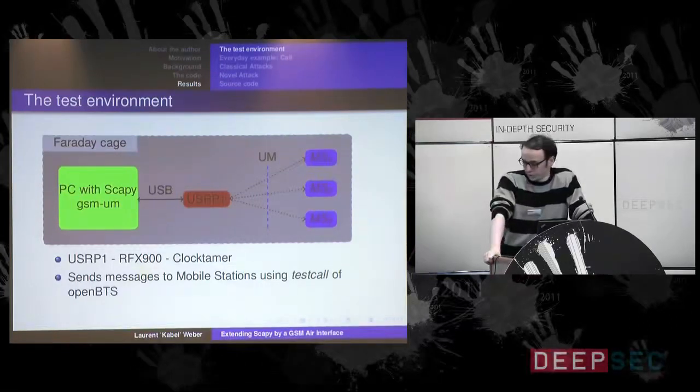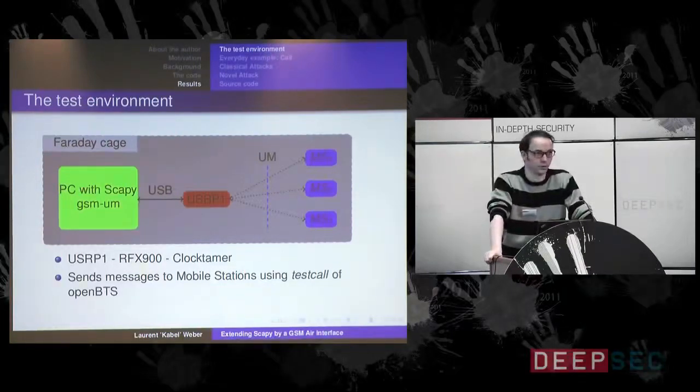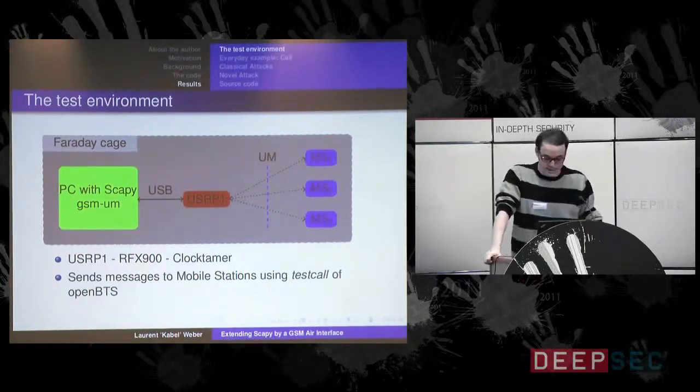Yeah, the details of my USRP1 I have here. I'm only having one daughter board, an RFX900. It's enough for testing, but if you want to run a full network, you should of course have more. You should have two daughter boards.